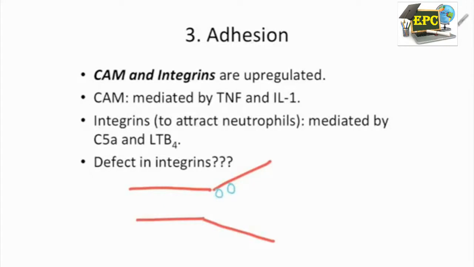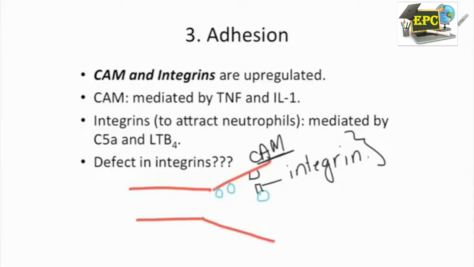After getting the speed bumps or the selectins, you will have another molecule in here, which is the CAM, and the neutrophils will get something called the integrins. Those two are going to be upregulated: the integrin and the CAM, or the cellular adhesion molecule. The CAM is going to be mediated through TNF and IL-1 as in E-selectin. Integrins are usually for attracting more neutrophils, and they are mediated by C5a and leukotriene B4, which are basically the mediators for attracting neutrophils. And then they will bind together and cause a firm adhesion at this site.